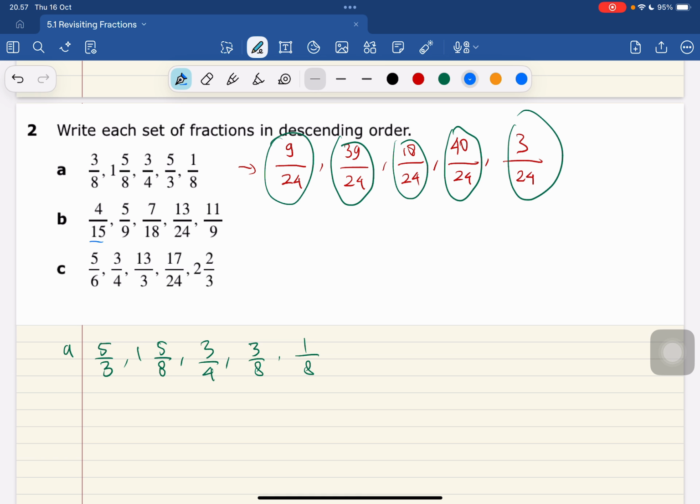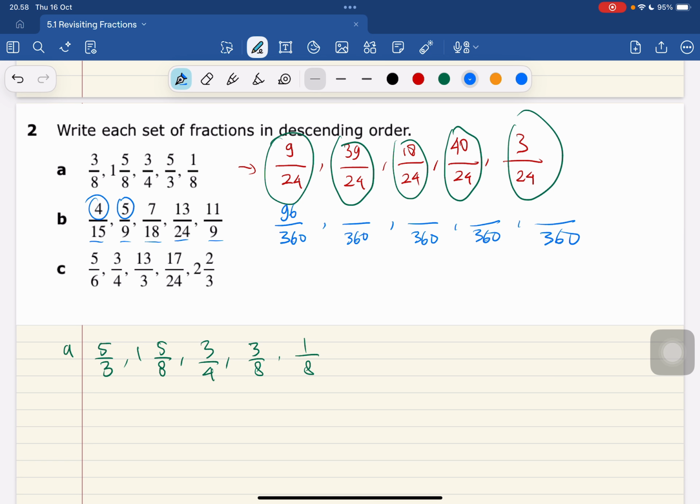Next, let's find it. 15, 9, 18, 24, and 9. What is their lowest common multiple? So their lowest common multiple is 360. So all of them, we make it over 360. Let's check it for 15. So we got 360 divided by 15 is 24. So this number 4 also, we need to multiply by 24. So this is going to be 96.